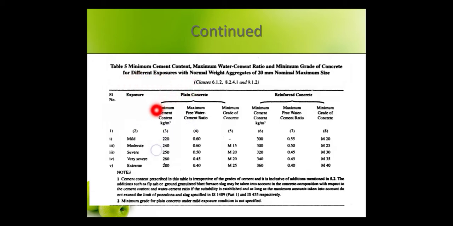In this table you will have the minimum cement content, maximum water cement ratio, and minimum grade of concrete. So this table deals with plain concrete, and even RCC, with minimum cement content, maximum water cement ratio and minimum grade of concrete. Our problem is having plain concrete.